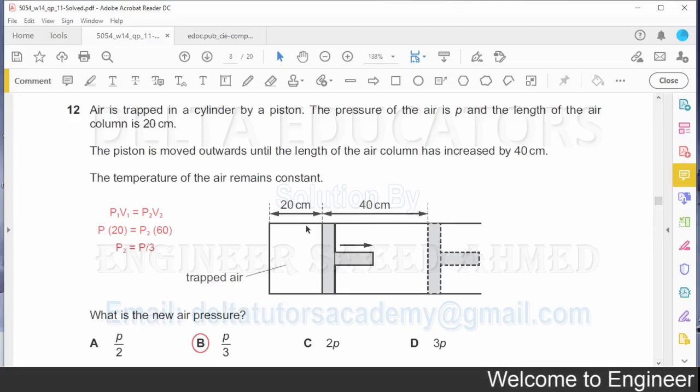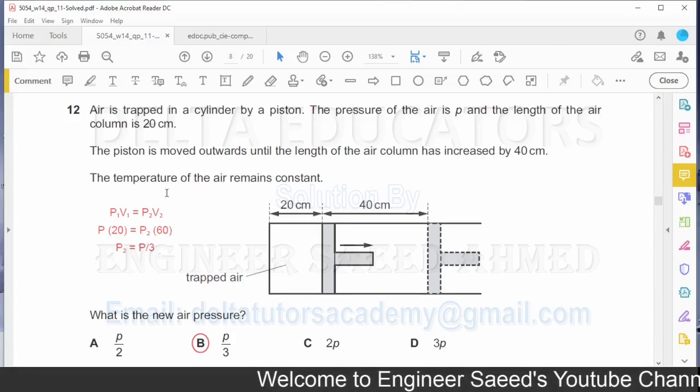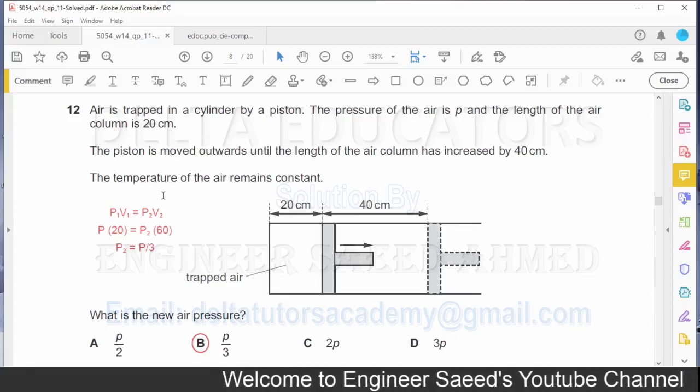Here we have some gas. The pressure of the gas is given P and the length is given 20 centimeter. Now we have pulled this piston back. Now the new length is equal to 20 plus 40, it is 60 centimeter. When the new length is 60 centimeter, at this length we have to find out the pressure. During this experiment, temperature remains constant, which means here we have to apply Boyle's law. Now Boyle's law states P1 V1 is equal to P2 V2, where P1 V1 are for initial pressure, initial volume, and P2 V2 are for final pressure and final volume.